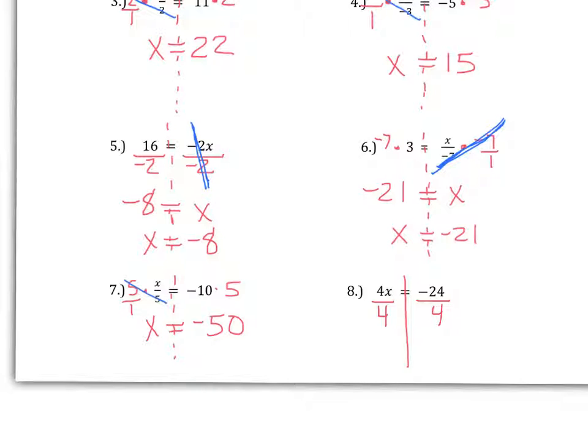Reason for that, you can cancel. And then a 1 multiplied by the x is x. On the other side, I have negative 24 divided by 4, negative 6. Double check. Negative 6 plugged in here for x. 4 times negative 6, negative 24.